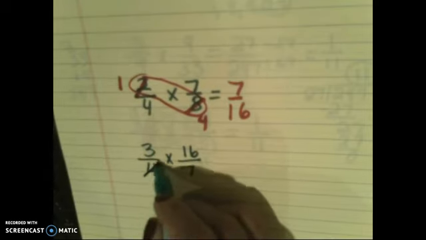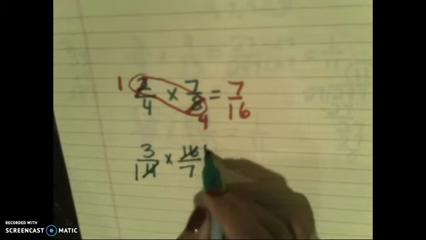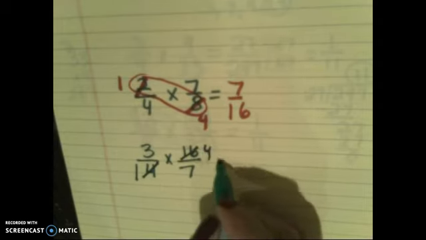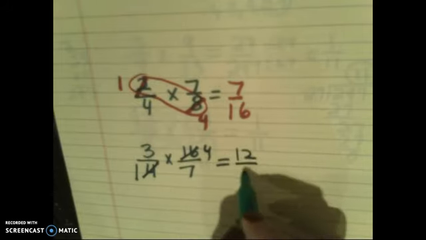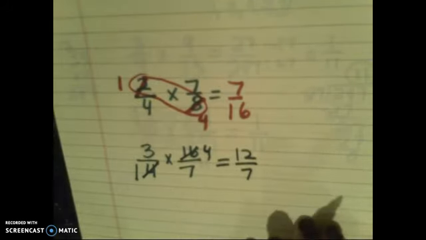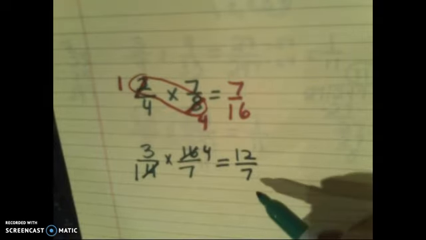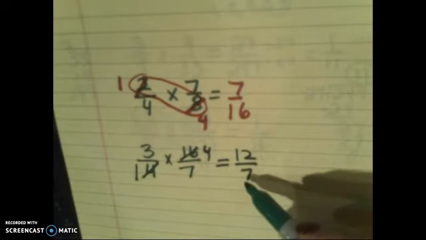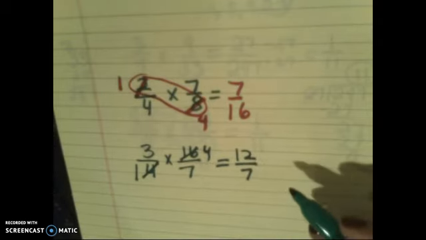If I divide this by 4, I get 1. If I divide 16 by 4, I get 4. Now I'm just going to multiply across. 3 times 4 is 12, and 1 times 7 is 7. Okay, so now you have an improper fraction. There are also 2 methods for this one. The simplest way is to say how many times, so 7 times what equals 12 without going over.